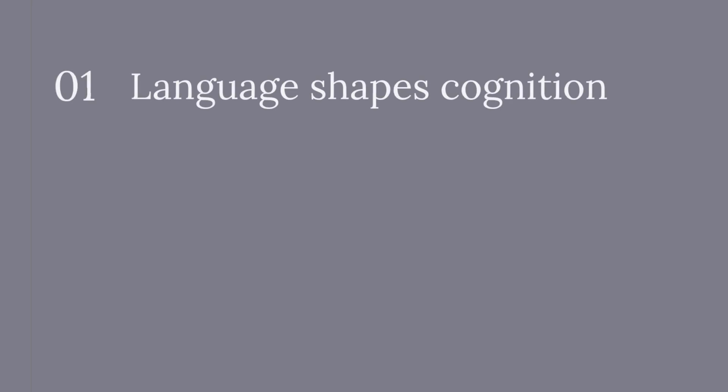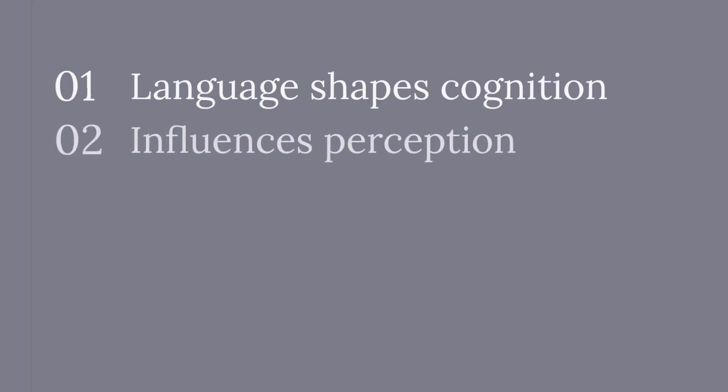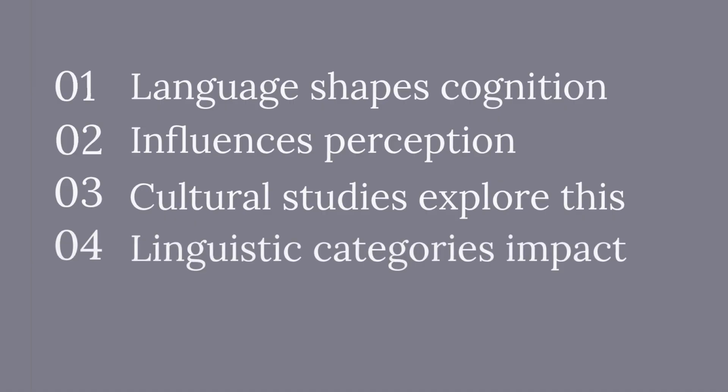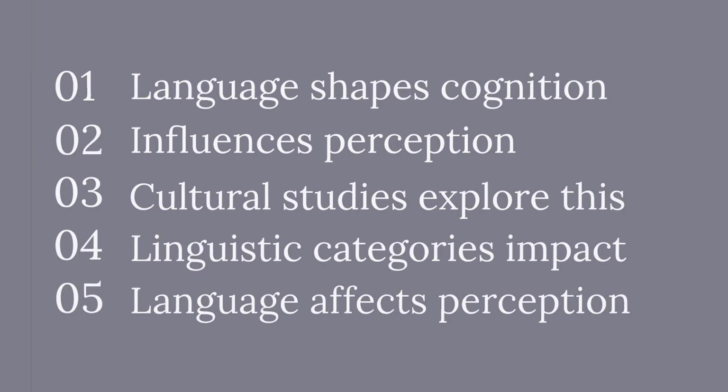Language influences cognitive processes, including perception. Cross-cultural studies examine how linguistic categories shape object recognition. Differences in language structure can affect perceptual abilities. This highlights the interplay between language and perception. Understanding this relationship is key to grasping perceptual development.